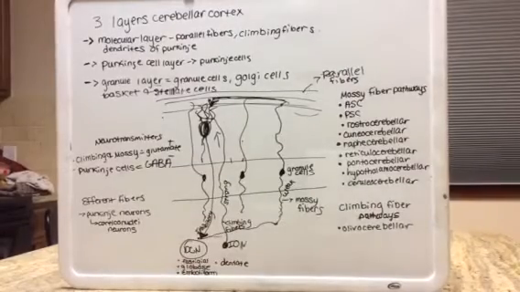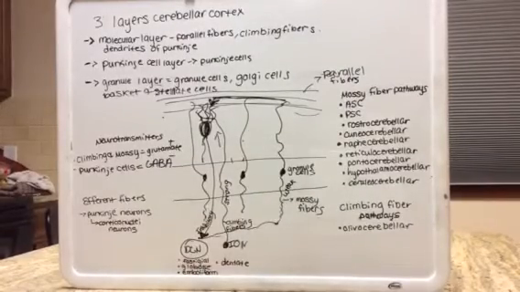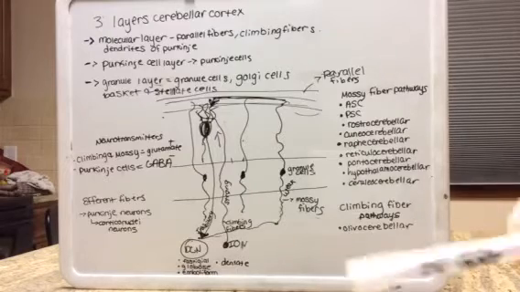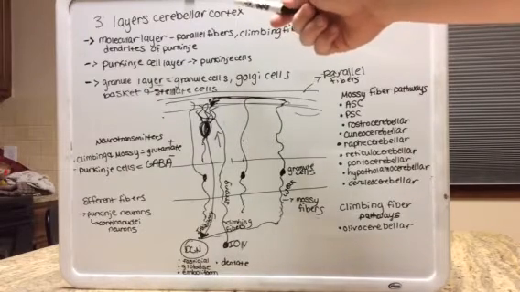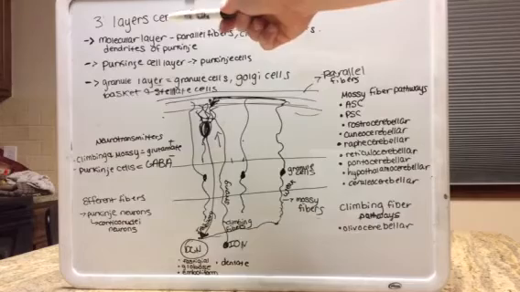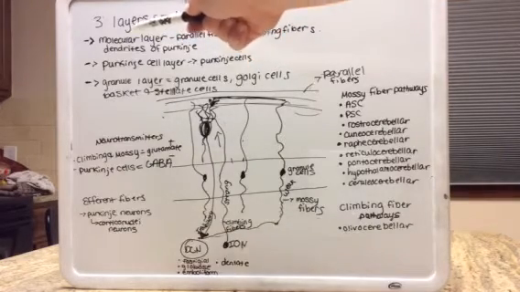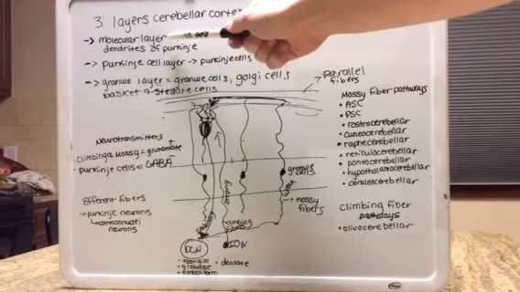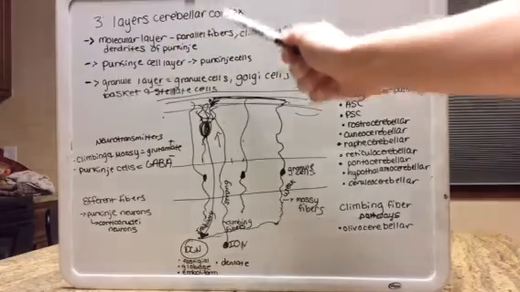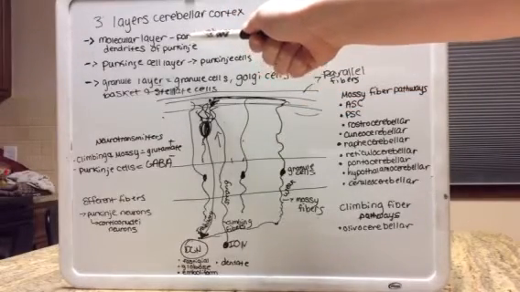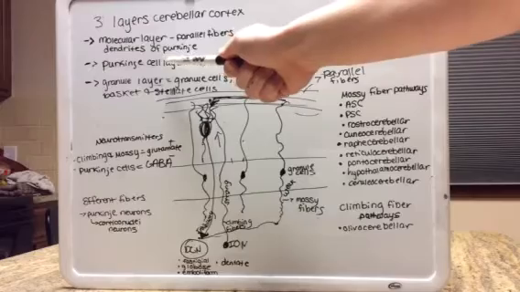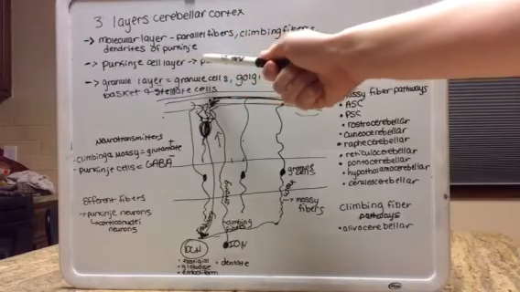Okay, so today we're going to talk about the cerebellum and how information comes to the cerebellar cortex and then is transferred out of the cerebellar cortex. To start, we have three layers of the cerebellar cortex. We have the most superficial layer being the molecular layer, which includes parallel fibers, mainly, climbing fibers, and dendrites of the Purkinje cells. The middle layer is the Purkinje cell layer, which, as you would guess, has Purkinje cells.